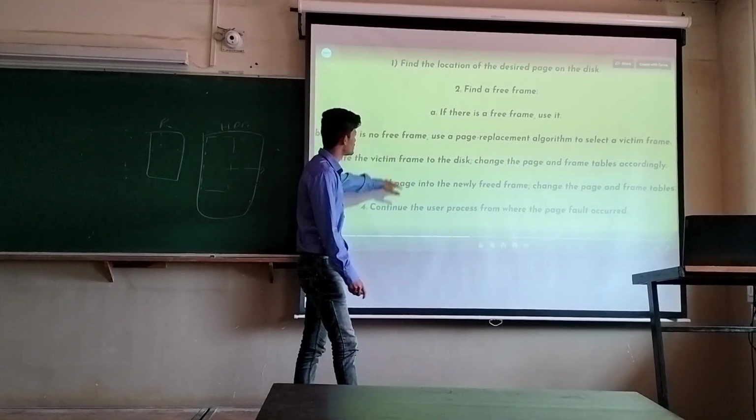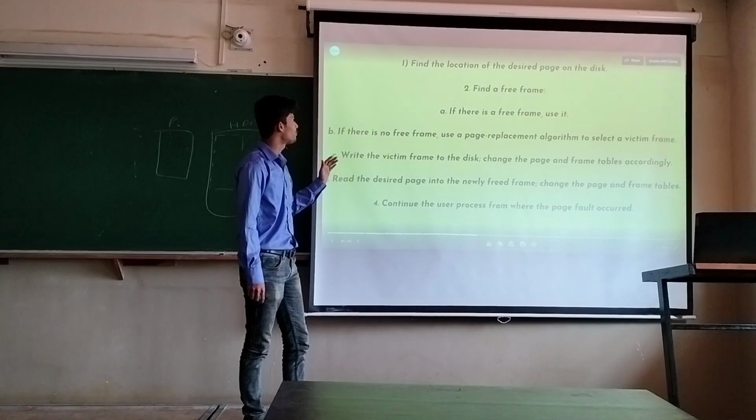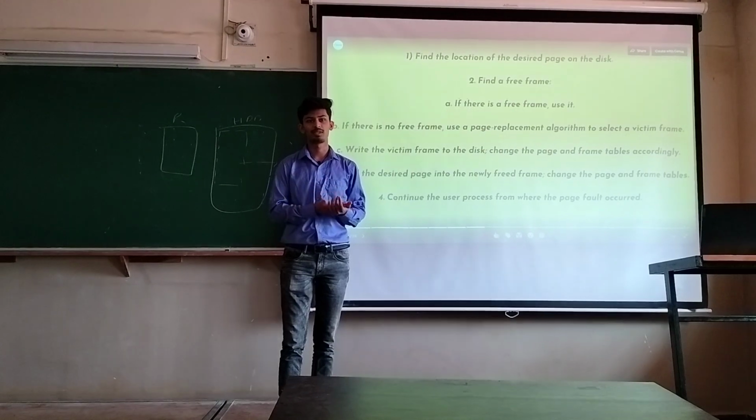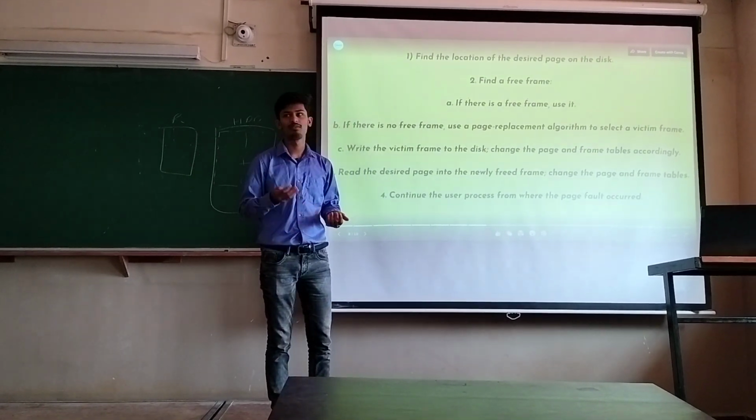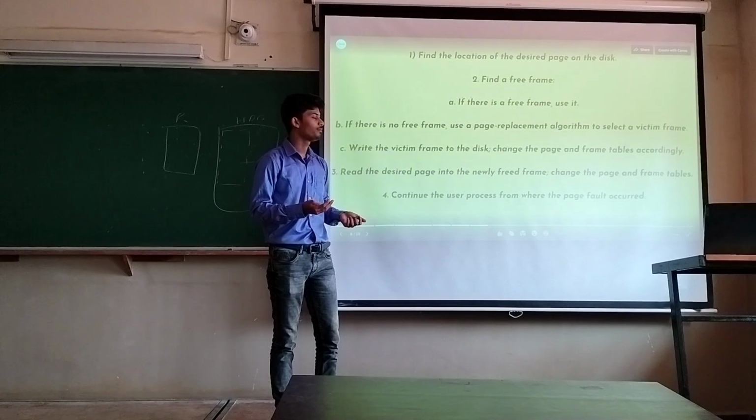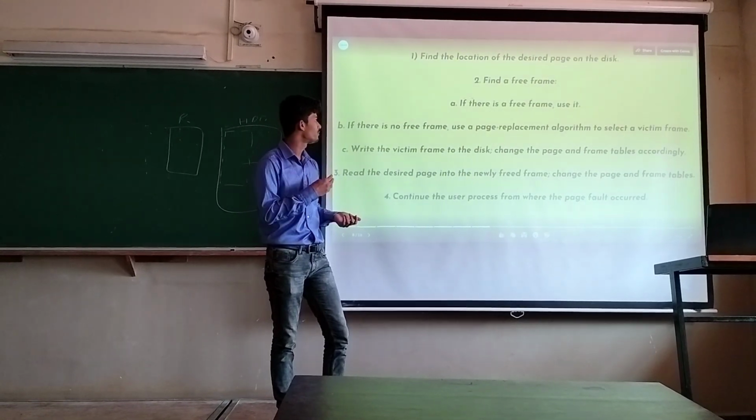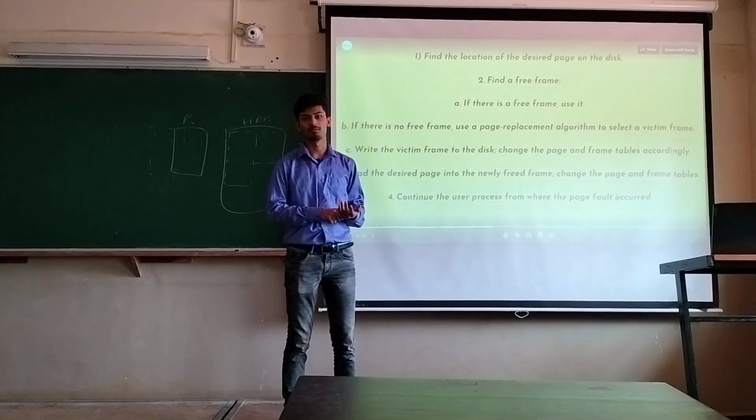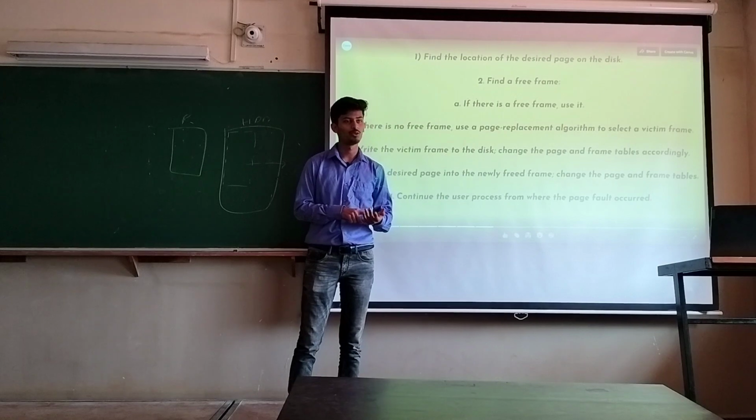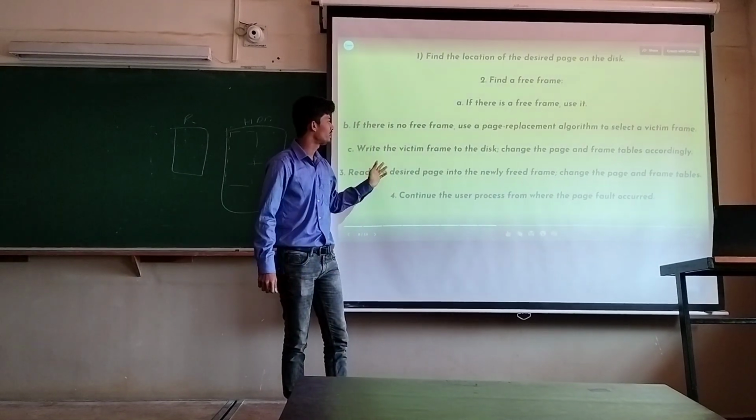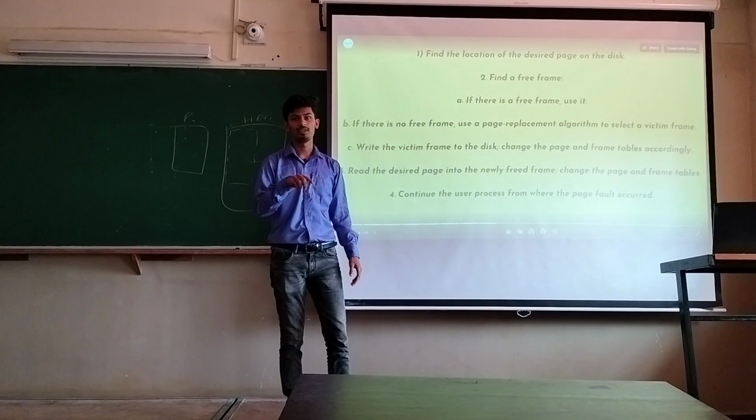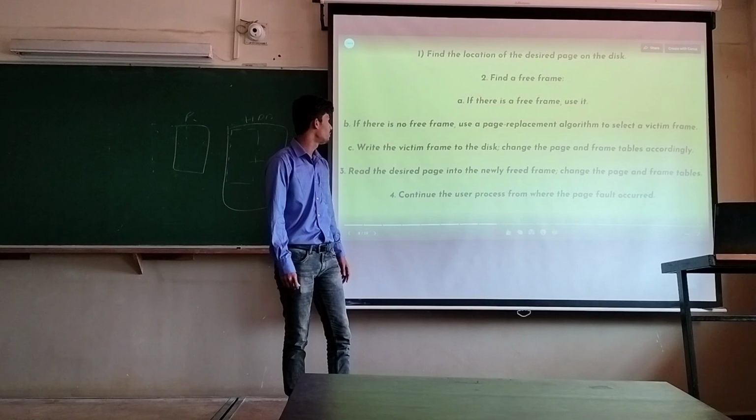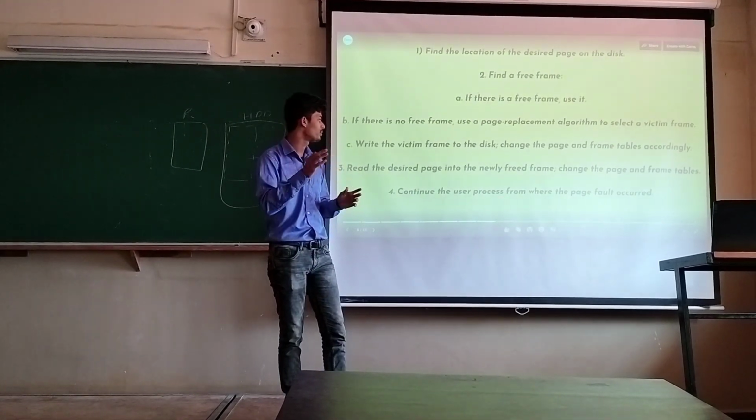So here is the stepwise representation. First we have to find the location of the desired page. In the disk we will find where the desired page is present. After we get it, we will find a free frame. If it is free, we will use the free frame. But if there is no free frame, we will use the page replacement algorithm, which I will be teaching later. Then we will select a victim frame. Victim frame is the frame where we will do the page replacement. Then we will write the victim frame to the disk. That's all for the page replacement.